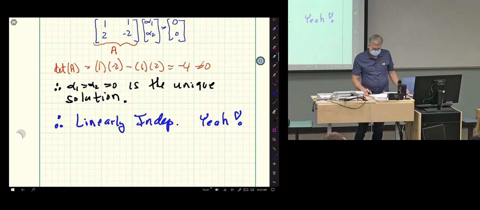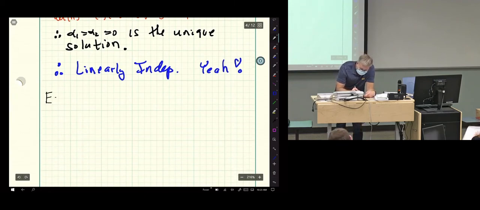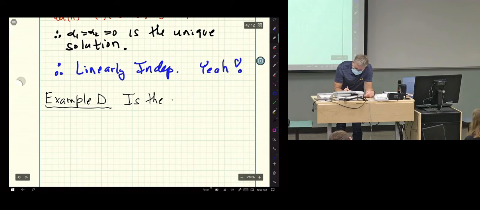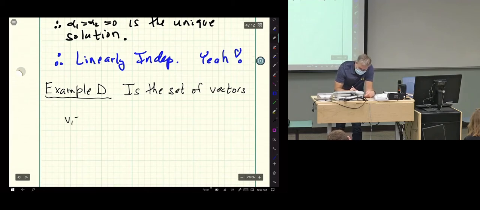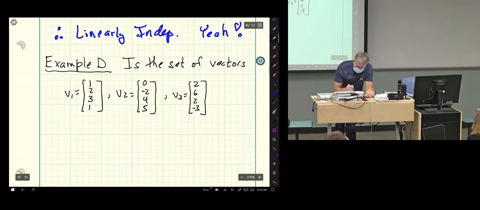Okay, so it's a little bit painful. I want to make it more painful so that the pro tip becomes amazing. That's all I want, okay? So now I'm going to ask, is the set of vectors V1 = (1, 2, 3, 1), V2 = (0, -2, 4, 5), and V3 = (2, 6, 2, -3) linearly independent? I don't think I really care what I put here, but I'll use what I have in my notes.